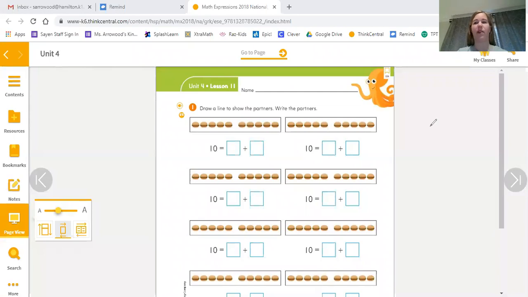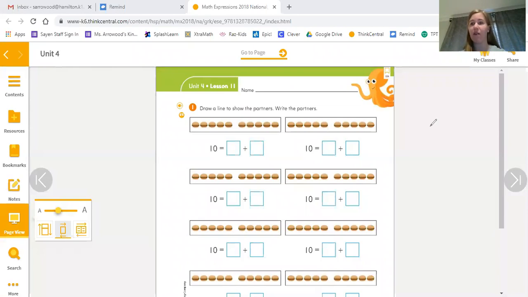What I wanted to start with is I want you to first remember we've talked a lot about partners of a number. Does anyone remember what a partner is? I want you to think about that for a minute because a lot of what we're going to do today is talking about partners of a number. So now that I gave you a minute, think about that word partners.